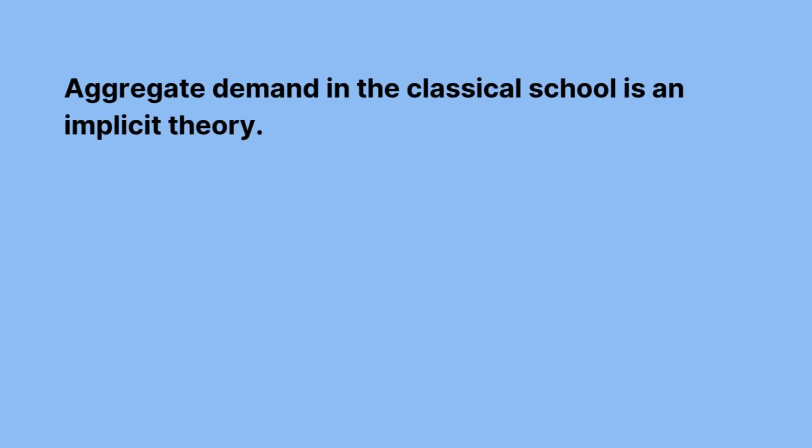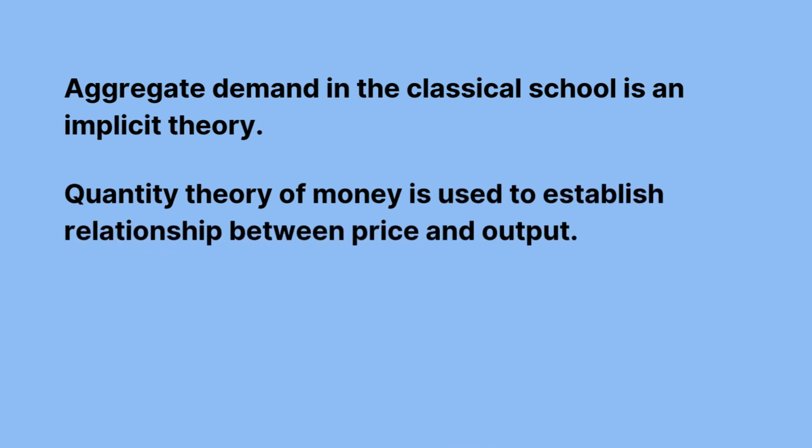Did you guys notice something about the aggregate demand in the classical school? Think. I'll give you some time. Aggregate demand in the classical school is an implicit theory. They don't outright talk about the aggregate demand. Instead, they use the quantity theory of money as a means to establish the relationship between price and output. As we have already seen, aggregate demand will be a downward sloping curve.